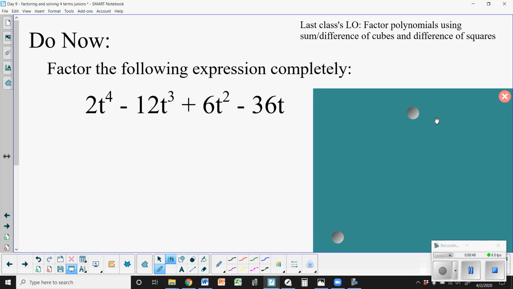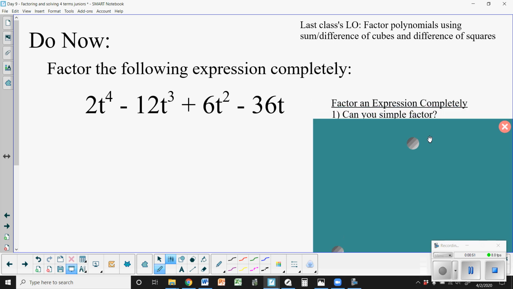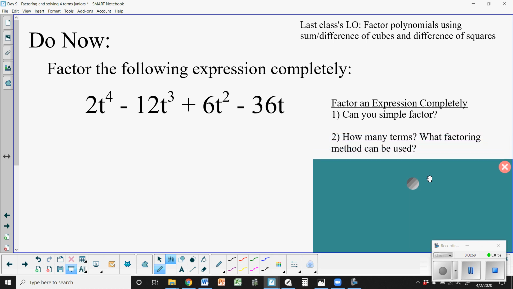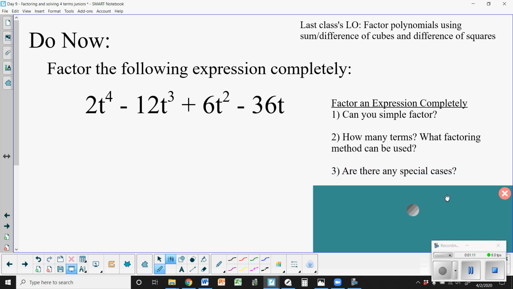So think about the first step that we want to do: can we simple factor? Can we divide a number or variable from the terms? Then the next thing we want to look at is how many terms there are. We can count that there's 4 terms. So what factoring method can we use for that? That's right, you can use left side, right side. And then are there any special cases? After we start to factor, are there any special cases in the end?